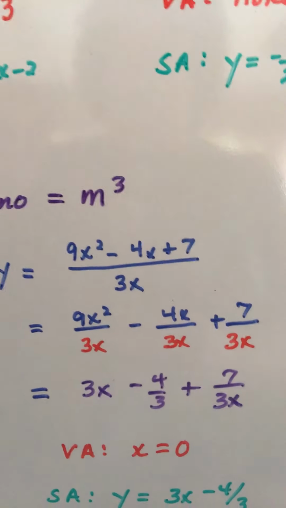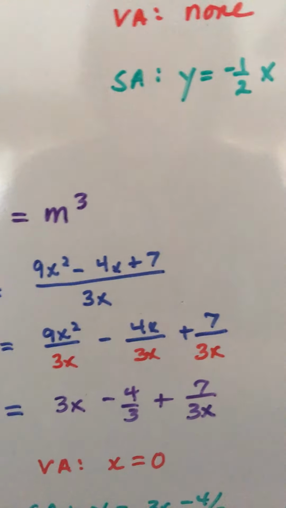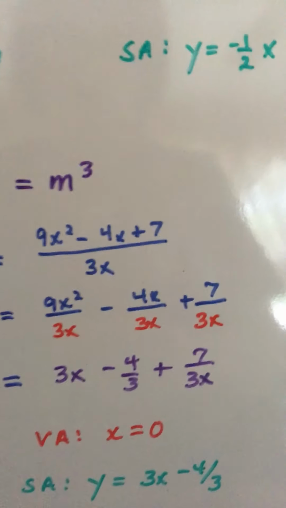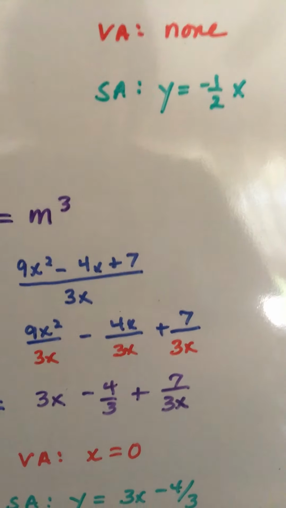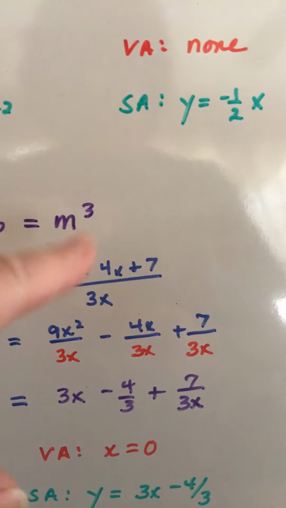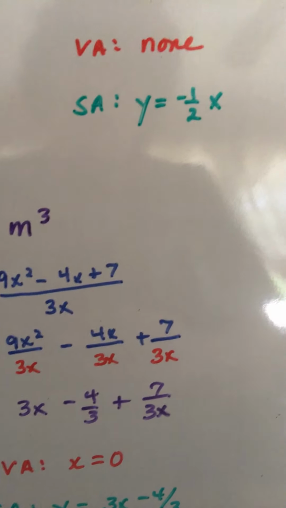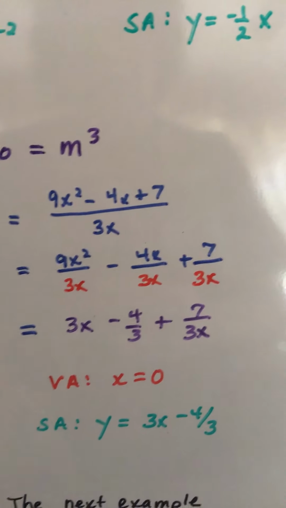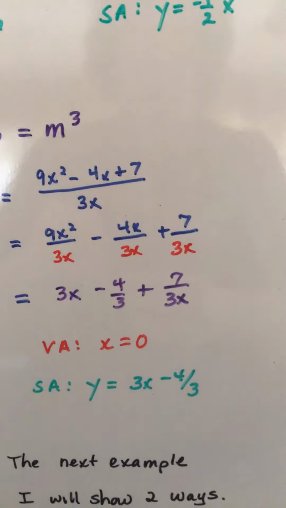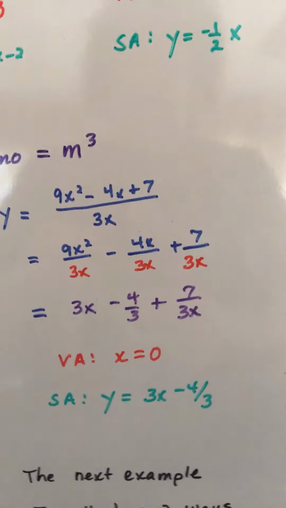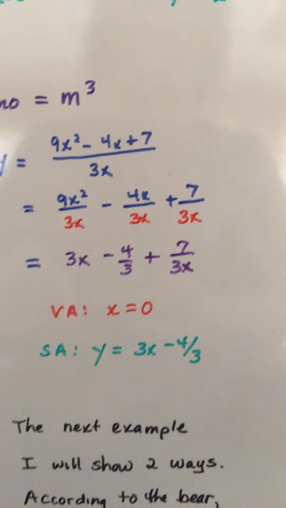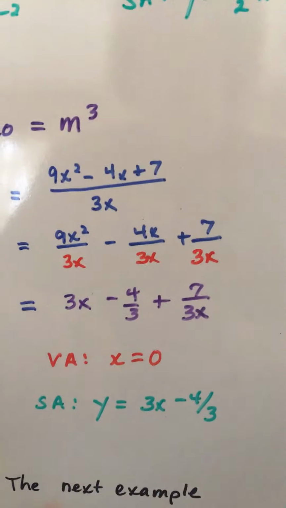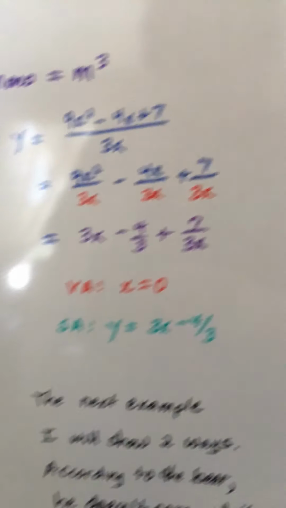Again, when I have a monomial in the denominator, and there's the variable, the vertical asymptote's always going to be 0. But 3x says, hello, everybody. Nice to meet you, 9x squared. Nice to meet you, -4x. Nice to meet you, number 7. And then I go through reducing, and I have 3x minus 4/3 plus 7 over 3x. So the vertical asymptote is x equals 0, as will always be true. And the slant asymptote is y equals 3x minus 4/3.